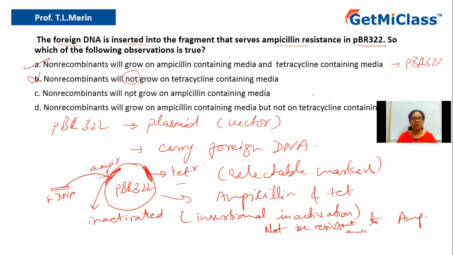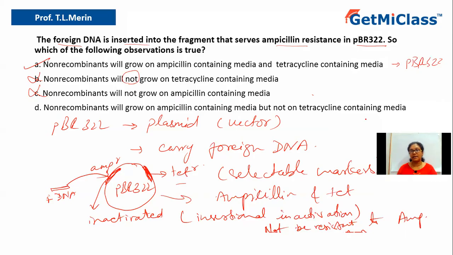Then option C says non-recombinants will not grow on ampicillin containing media. For non-recombinants, we have not touched the resistant gene, so they will grow on both ampicillin as well as tetracycline. So it is ruled out. Option D says non-recombinants will grow on ampicillin containing media, but not on tetracycline containing media. Non-recombinants should be able to grow on both, because they don't have the foreign DNA. Please remember that. They will have intact AMP-R and intact TET-R. So this is also ruled out.